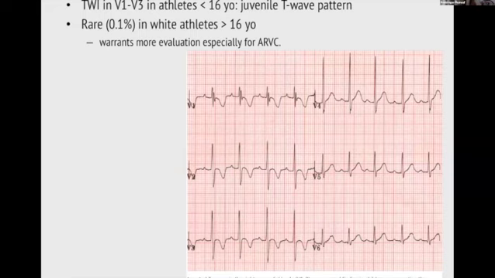T-wave inversion in V1 to V3 in athletes less than 16 years old represents the juvenile T-wave pattern. But this pattern is rare in white athletes over the age of 16 and warrants more evaluation, especially to rule out ARVC.